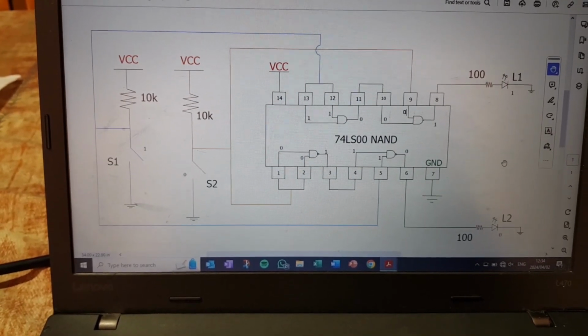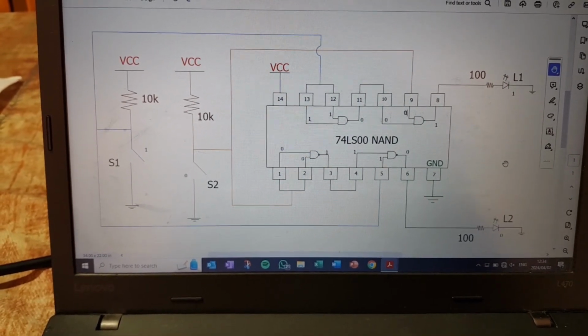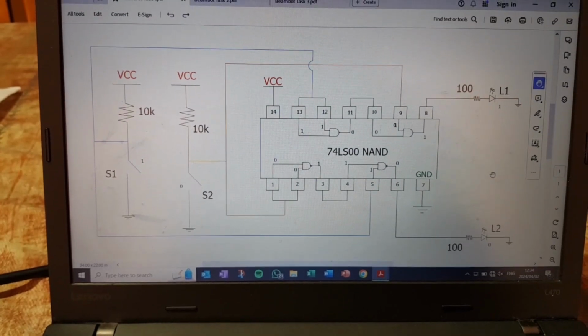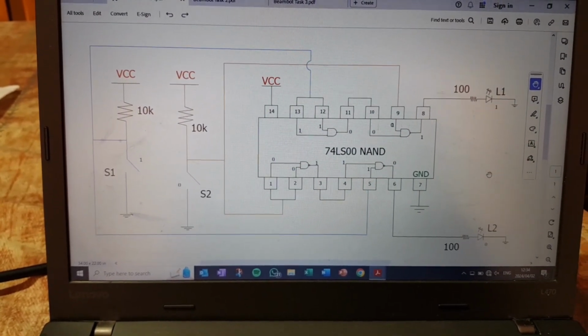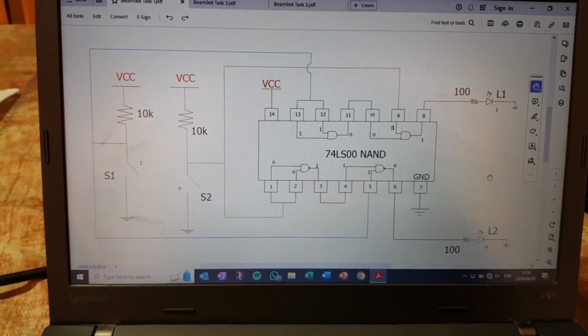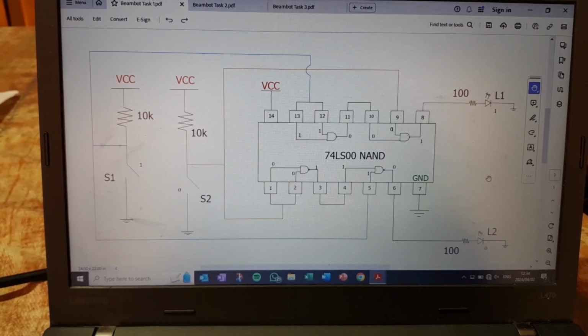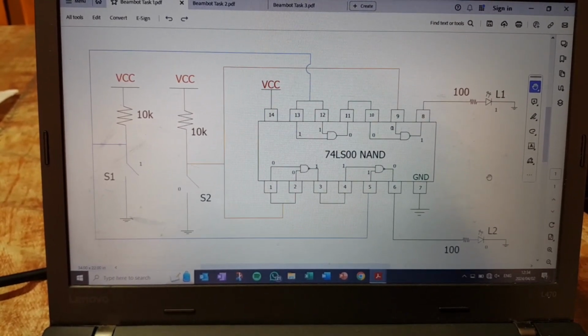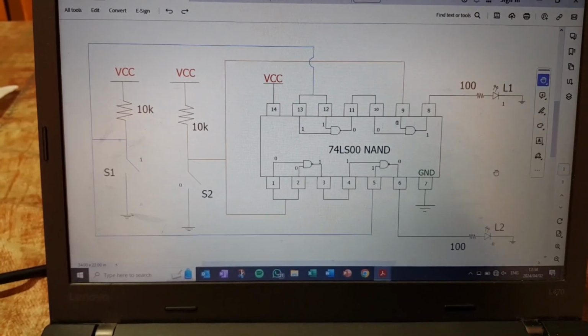In this particular case, you will see that, for example, if we make S2 low and S1 high, I will get that my output L1 for LED 1 is high and my L2 is low. And the process is as follows.